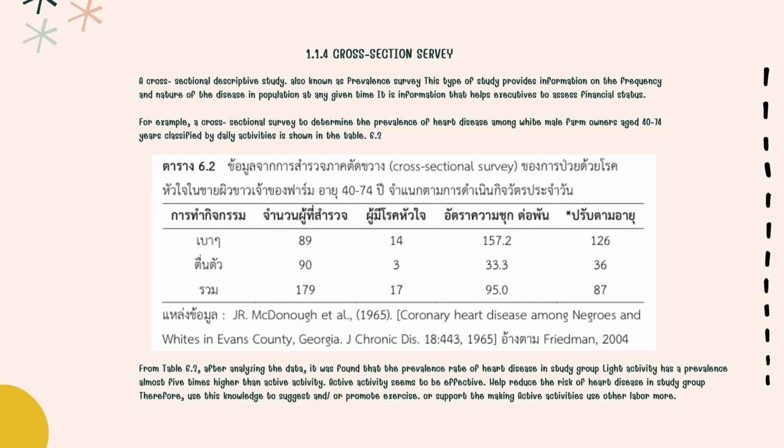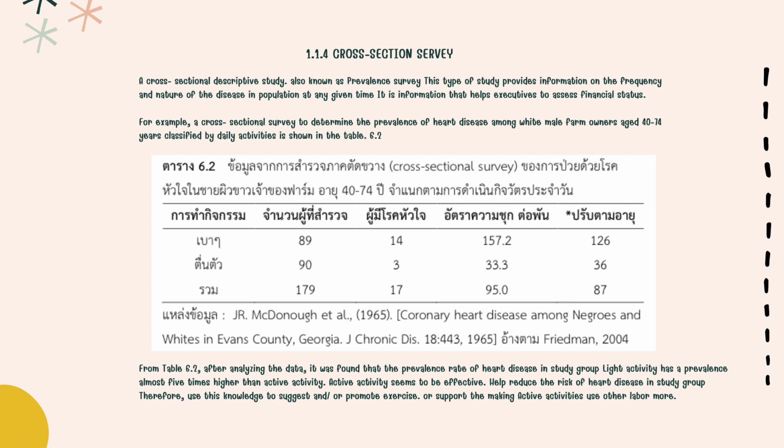Next, let's see number 4, cross-sectional survey. A cross-sectional descriptive study is also known as a prevalence survey. This type of study provides information on the frequency and nature of the disease in a population at any given time.